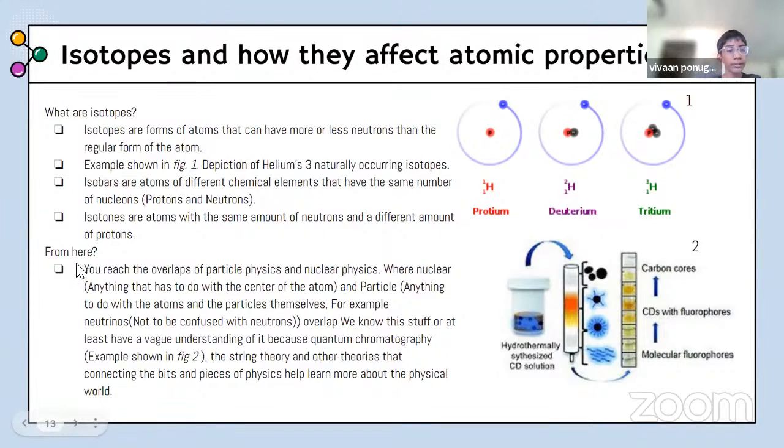Okay, so from here you reach the overlaps of particle physics and nuclear physics, where anything nuclear, anything that has to do with the center of the atom, and particle, anything that has to do with the atoms and particles themselves. For example, neutrinos, not to be confused with neutrons, overlap. We know this stuff, or at least have a vague understanding of it, because of quantum chromodynamics, example showed in figure 2, and string theory and other theories that connect the bits and pieces of physics to help learn more about the physical world.